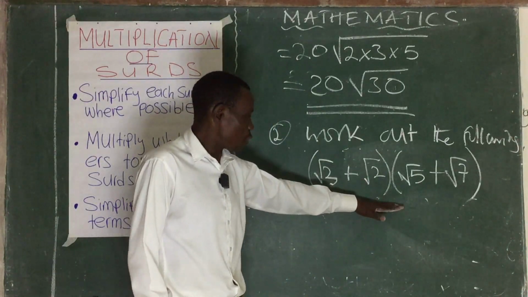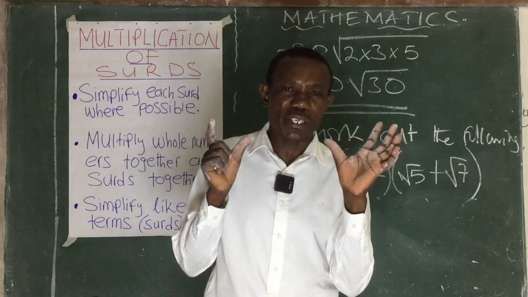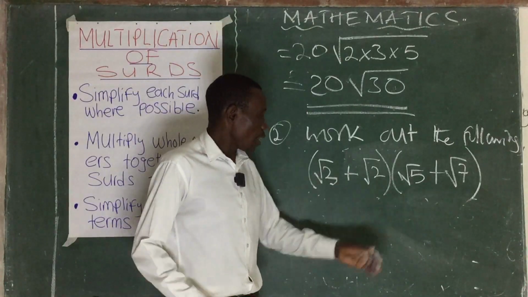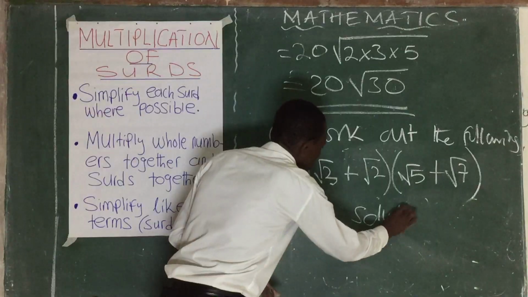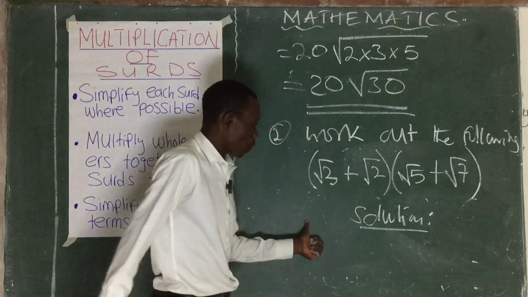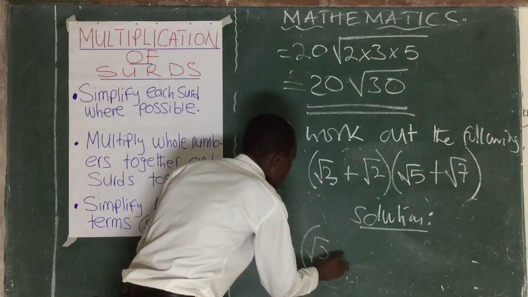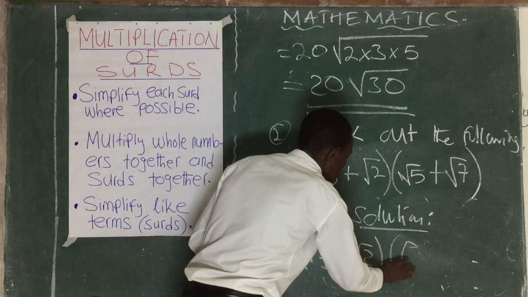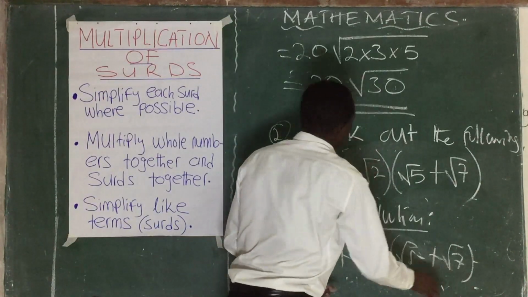But additionally, we'll have new skills that will help us to operate the surds themselves. What we did about the expansion of the algebraic terms, those are the procedures that we're going to apply here. Right, what do I mean? For example, from what we have here, if we are expanding root 3 plus root 2, by root 5 plus root 7.